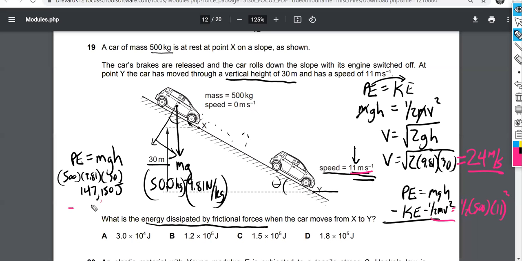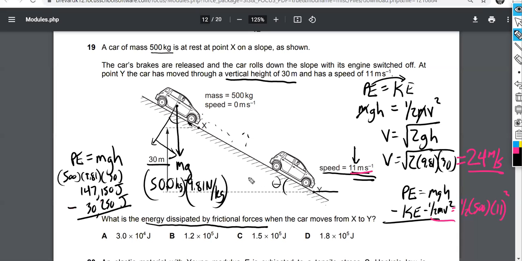And so the kinetic energy is only 30,250. And so if you had something with about 150 kilojoules of energy, and then there's only 30 kilojoules of energy sort of left in energy of motion, that means most of the energy was actually lost along the way due to friction, right?